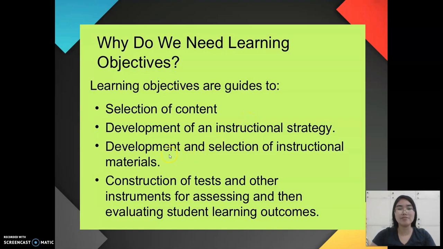We can also have the development and selection of instructional materials. They tell us what are the appropriate instructional materials and educational resources that could be used in a specific lesson, of course, that are aligned to the objectives. And they could also guide the construction of tests and other instruments for assessing and then evaluating student learning outcomes.